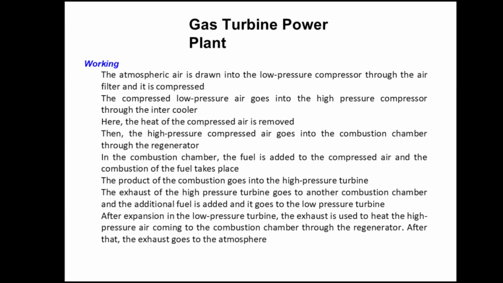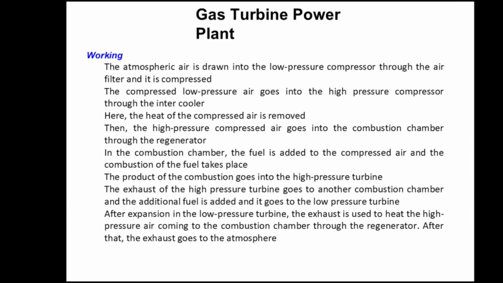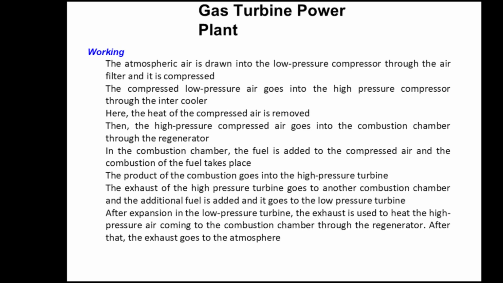Gas turbine power plant. Working. The atmospheric air is drawn into the low pressure compressor through the air filter and it is compressed. The compressed low pressure air goes into the high pressure compressor through the intercooler. Here, the heat of the compressed air is removed. Then, the high pressure compressed air goes into the combustion chamber through the regenerator. In the combustion chamber, the fuel is added to the compressed air and the combustion of the fuel takes place.